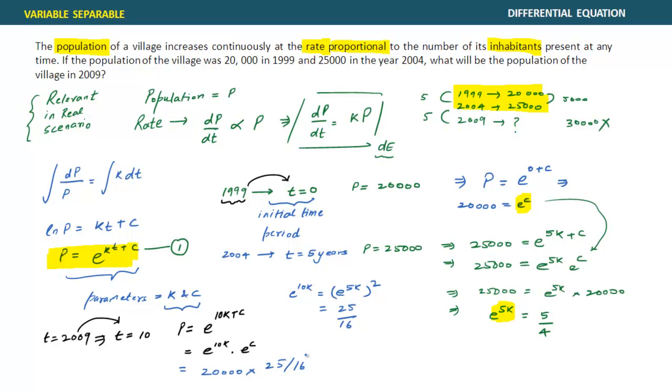I am leaving this part to you, you can actually calculate it orally. This will come out to be 31250. So this is the population we are looking for, not the 30,000 but 31250. This is how you are going to solve this particular problem. Understand that you were asked to find the values of two parameters, that is k and c, and for those, two data sets were given to you.